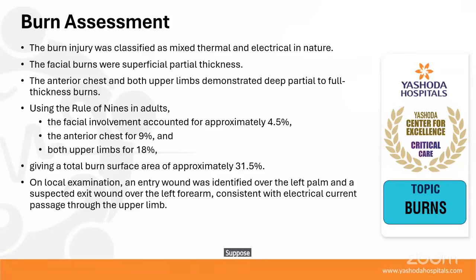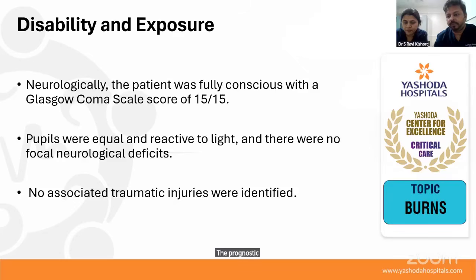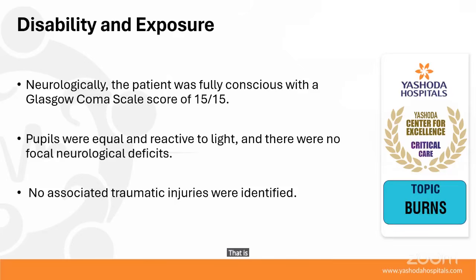Suppose this patient has come in comatose, heart is going okay, pupils are fixed and dilated. Will you prognosticate poorly, or will you give a time before you prognosticate? This is as against the out of hospital cardiac arrest. The prognostication in a burns patient we'll do with the Baux score. That is for the burns patient.